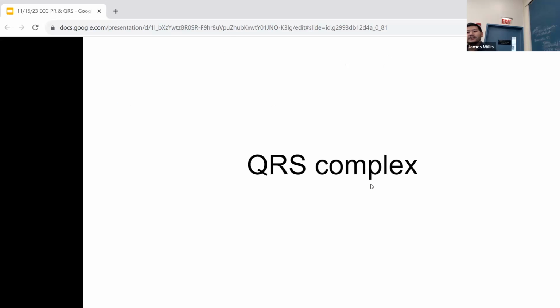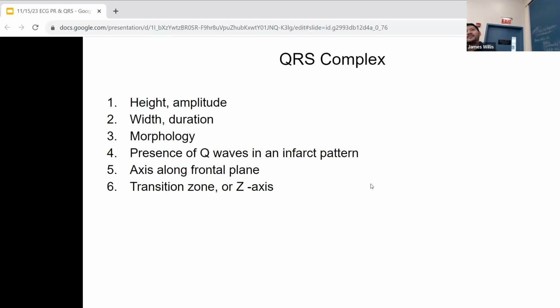All right. We're going to go over some QRS complex pathologies in the next 10 minutes. So when you evaluate the QRS complex, you look at the height, the width, morphology, and the presence of Q waves. And we'll go over axis and transition zone in a later lecture.